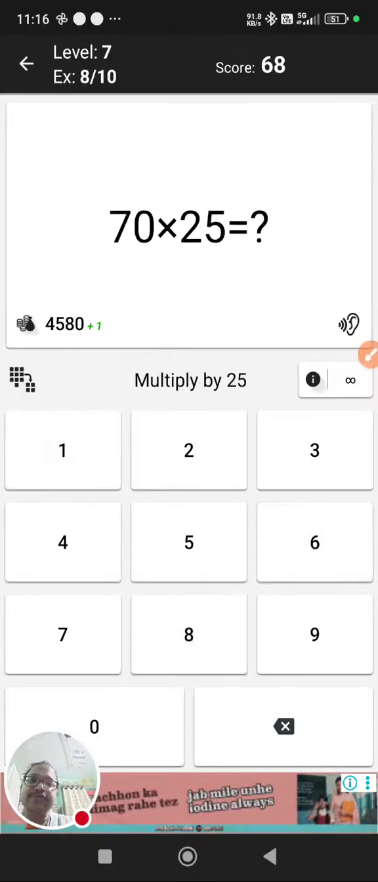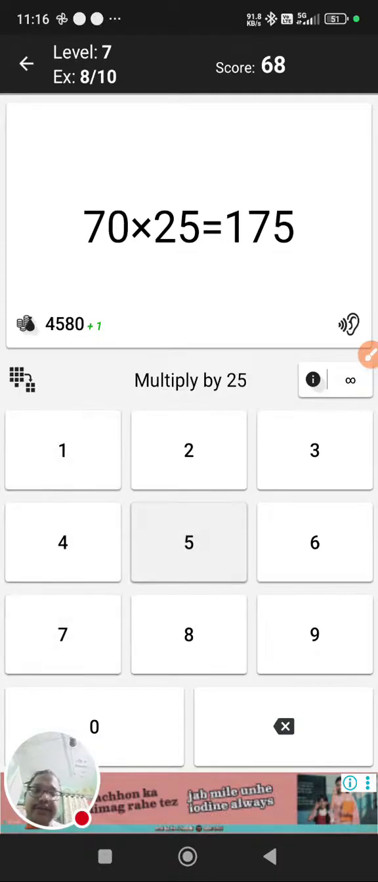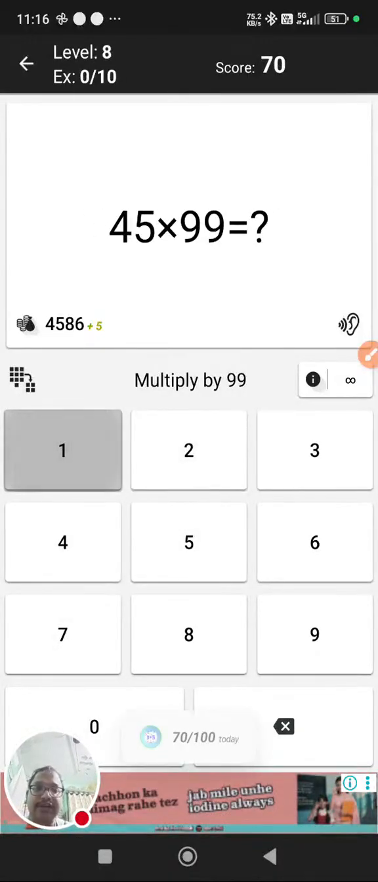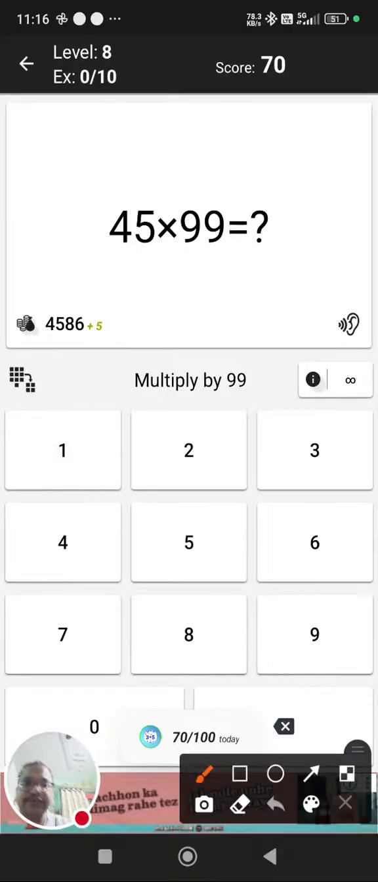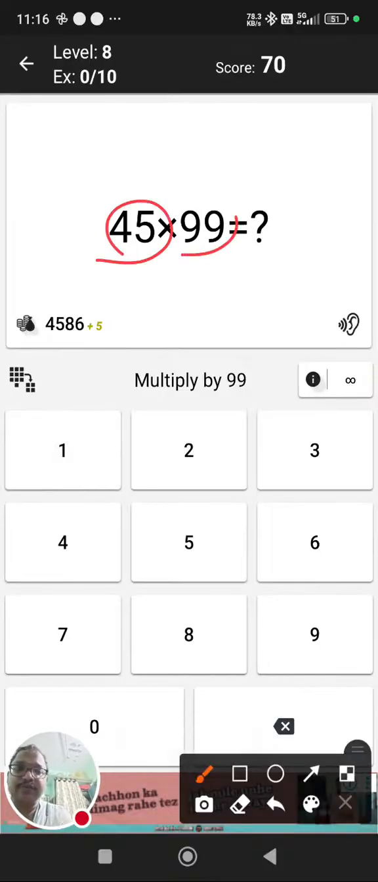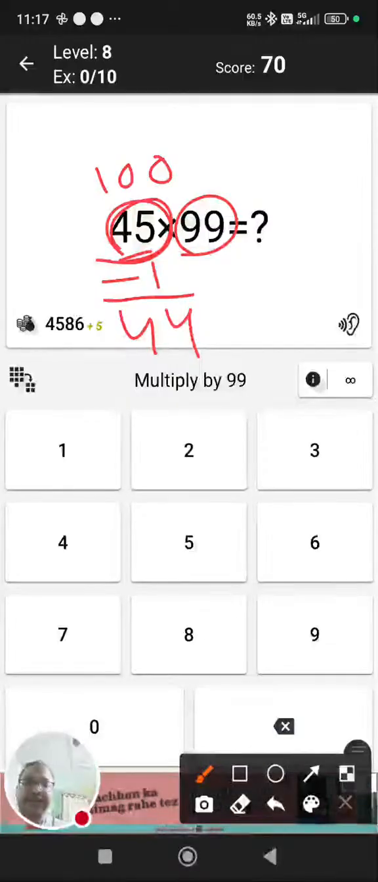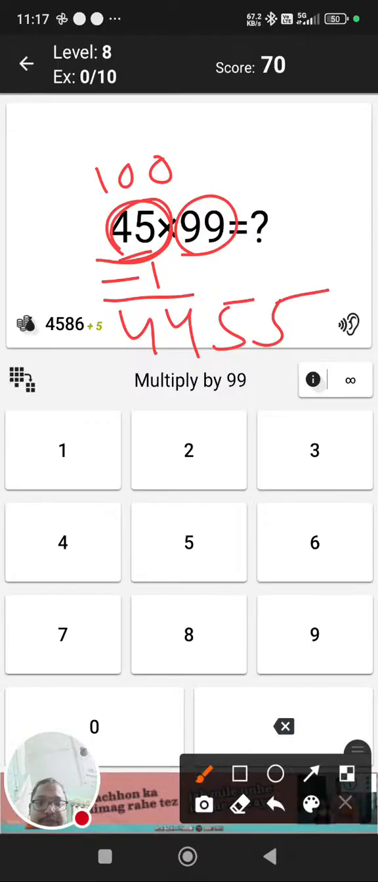25 7 times will be 175 and a 0. 5 12 times is 60. If we see any 2-digit number multiplying with 99, what we do is first we need to minus 1 for this one. We get a 44, and subtract 45 from 100. We get a 55. So answer will be 4455.